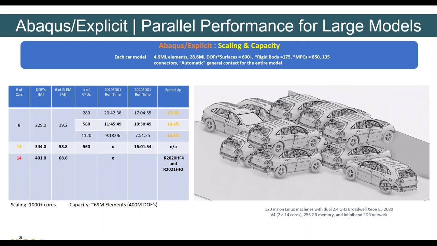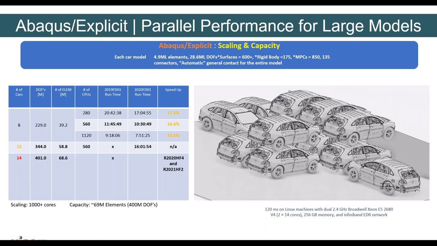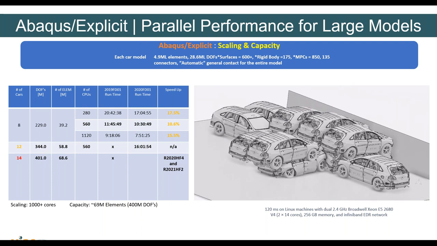Another improvement in terms of the performance is seen for the large model. You can see here, there are n number of the complete vehicle, and it's dynamic analysis, large deformations, and high distortion. So each car here, what you see, has 9.4 million elements. So that comes to about 28.6 million degrees of freedom. It's a huge model. And there are multiple such vehicles, as you can see here.